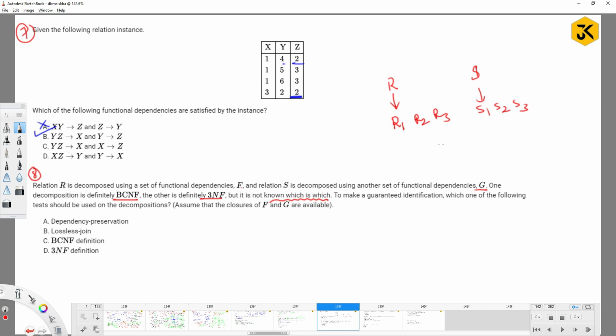Now they are saying that either of them, one will be BCNF, another one will be 3NF, definitely, but they don't know exactly which one is which. We have to define which one is which. So, to make a guaranteed identification of which one is BCNF and which one is 3NF, which one of the following tests should be used on the decompositions? It means what kind of test can we do on these relations so that we can define which is which.